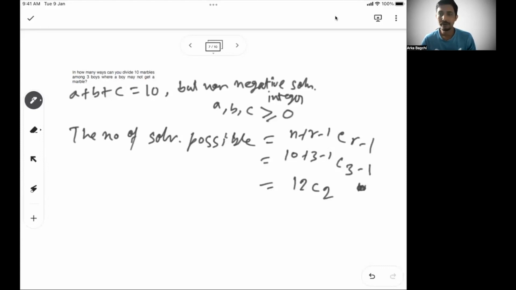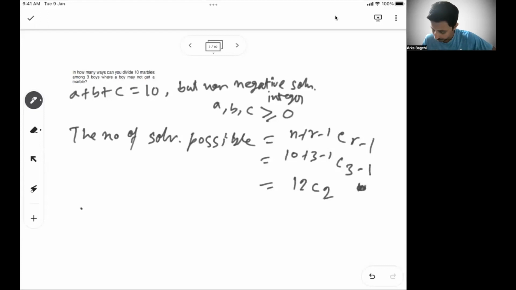So we know if it is a non-negative solution, that means some of these values can take 0. Then your answer is n plus r minus 1 C r minus 1. And if it is only positive integral solutions, then it is n minus 1 C r minus 1. You can remember it from a formula standpoint.